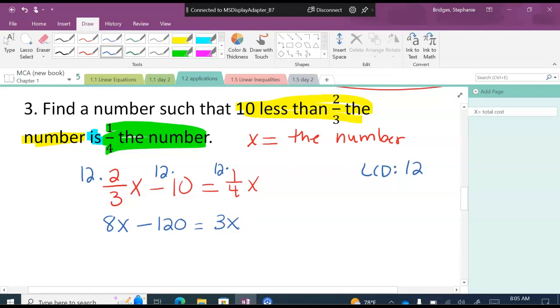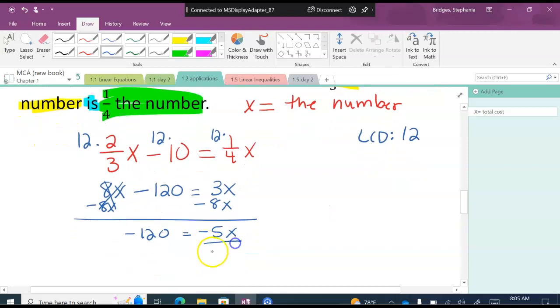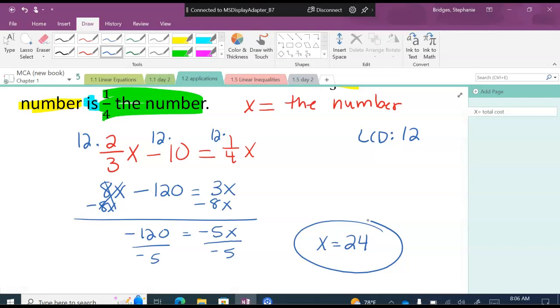Now we've gotten rid of our fractions. We can solve our equation to find out what our number is. Does it have any description of what kind of number it needs to be, like positive, negative, fraction, decimal? No, it just says a number. So whatever we get should be a good answer. Let's see. I got x's on both sides. I'm going to subtract that over. That gives me negative 120 equals negative 5x. Divide through by negative 5. And what did we get? 24. That is my number. That is what I'm looking for. If you wanted to check it out, you could plug the 24 back in and make sure it makes a true statement.